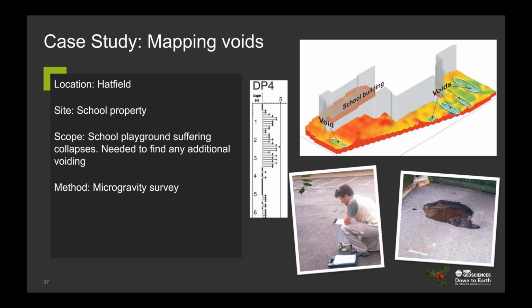On this final case study, we've got a school site. They'd experienced a collapse in the playground. It had produced quite a substantial hole, as you can see on the right in this image at the bottom. Microgravity is a really good technique for looking for voids or areas of low density in the ground. It is a bit more time consuming, which is why it tends to be a second phase technique.